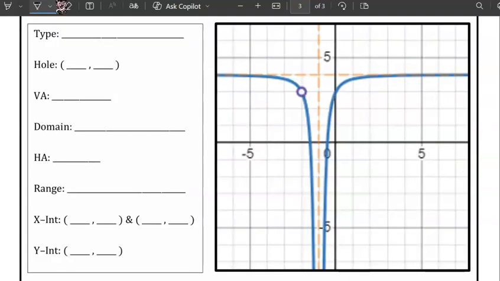Let's look at the other graph on this page. This type is an even rational. We have a hole right here at (-2, 3). We have a vertical asymptote at x equals -1. The domain is all real numbers except x cannot equal -2 nor -1.